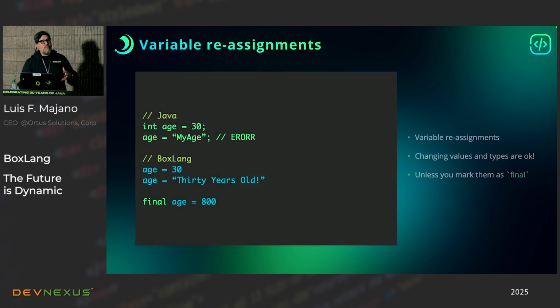Since we're in a dynamic language, obviously you can do reassignments. That's one of the flexibilities around it. So you can change values and types. However, you can mark them as final as well. You have the final modifier as well. And then, of course, you can't change the type of that specific assignment. You can mutate it, but it won't be changing your assignment.